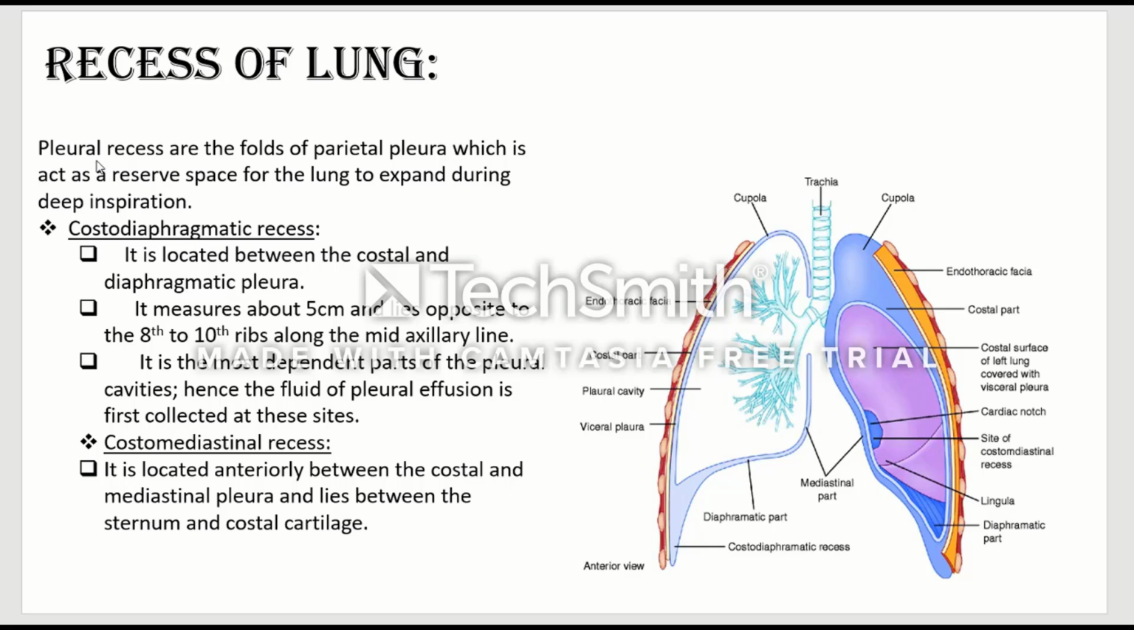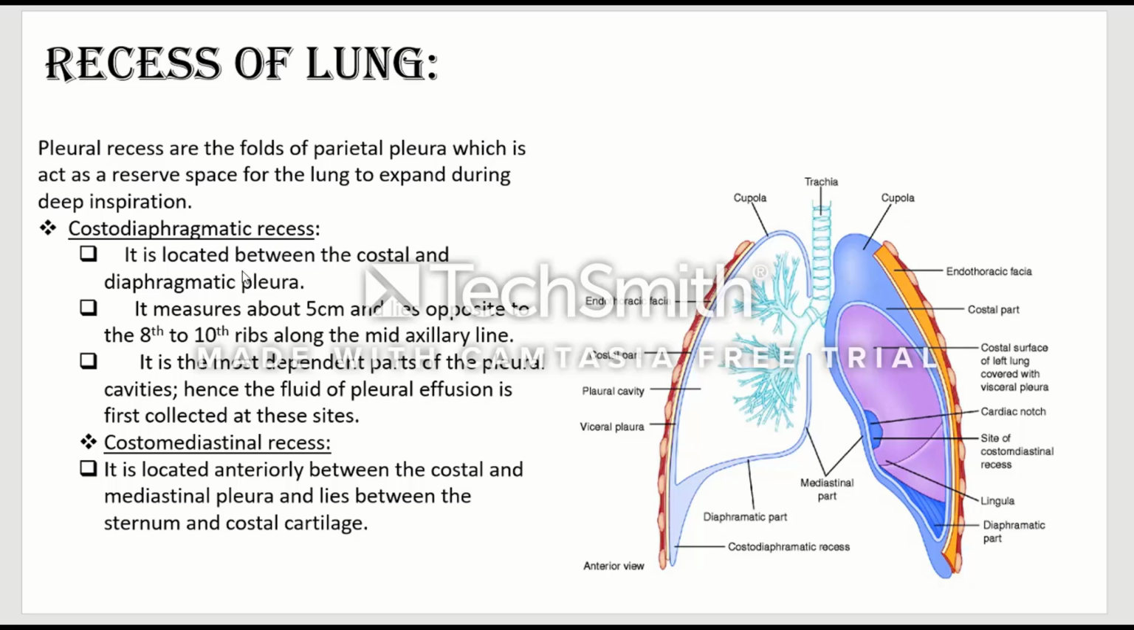আমরা recess of lung বলতে কি বুঝি? Pleural recesses are the folds of parietal pleura which act as a reserve space for the lung to expand during deep inspiration. Two recesses are present in lung, costodiaphragmatic recess and the costomediastinal recess.